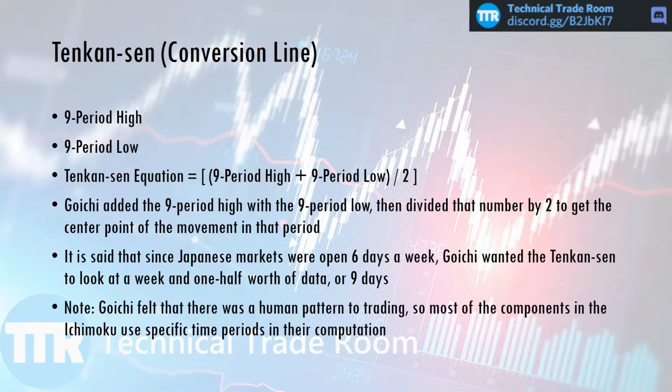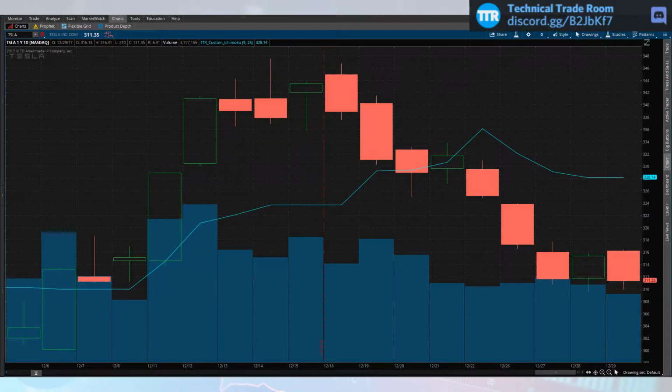This is also a good time to note that Goichi felt that there was a human pattern to trading, so most of the Ichimoku components use specific time periods in their computation to reflect those patterns. Now let's discuss how the Tenkan is computed. Starting from the far right, our first and most recent candle is highlighted in yellow with the number 1 above it, while the 9th candle in the Tenkan's 9-period time frame is highlighted with the number 9 beneath it.